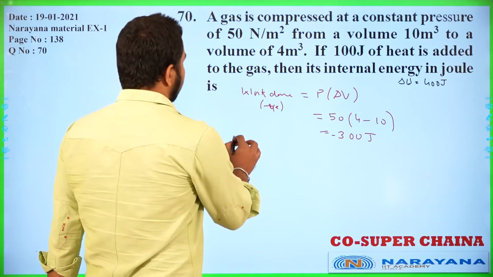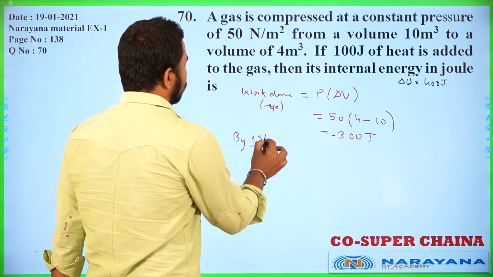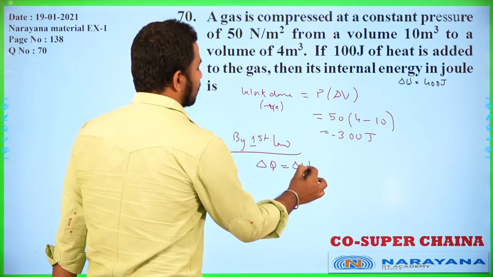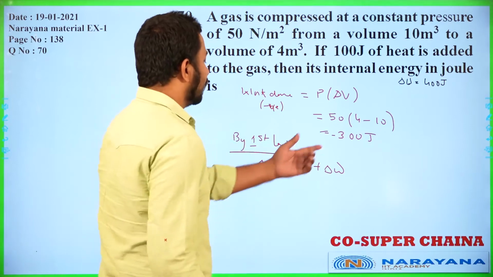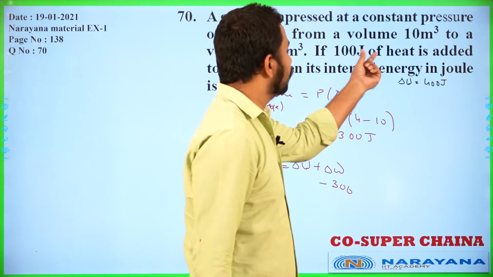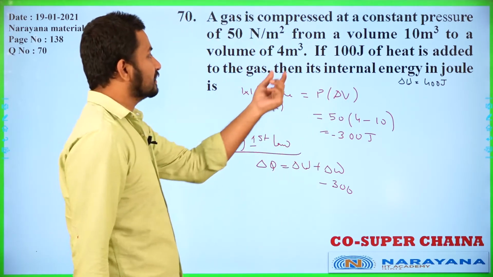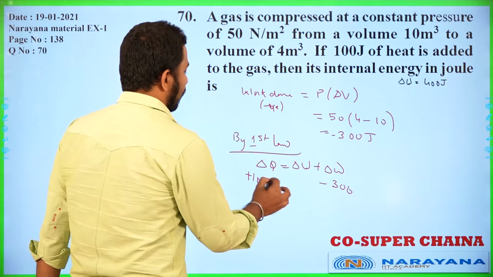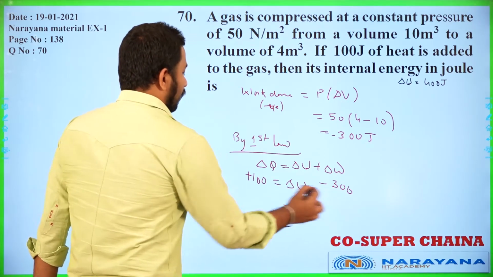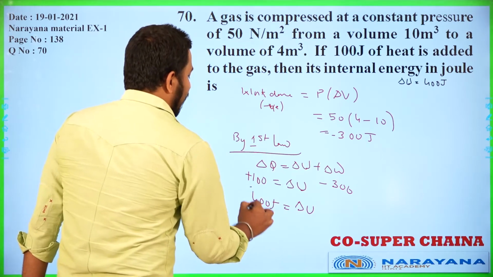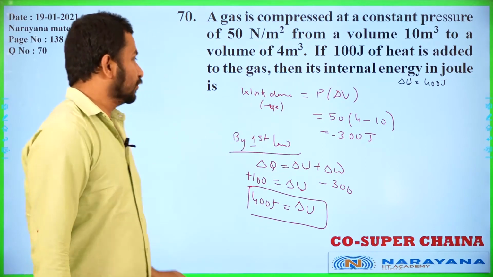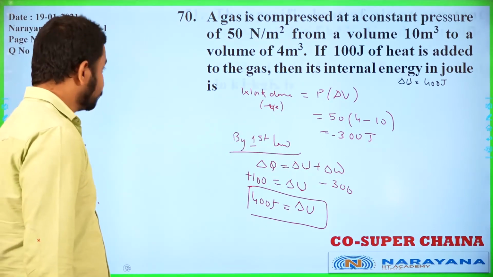Now, by the first law of thermodynamics, what do we know? By the first law, delta Q is equal to delta U plus delta W. So delta W we have as minus 300. We need to calculate, if 100 joule of heat is added, so this heat is added, it will be plus 100, is equal to delta U. You have to calculate this change. So delta U will be 400 joule, and that will be the answer of this question, student. So the change in the internal energy will be 400 joule. Okay, let's proceed to the next one.